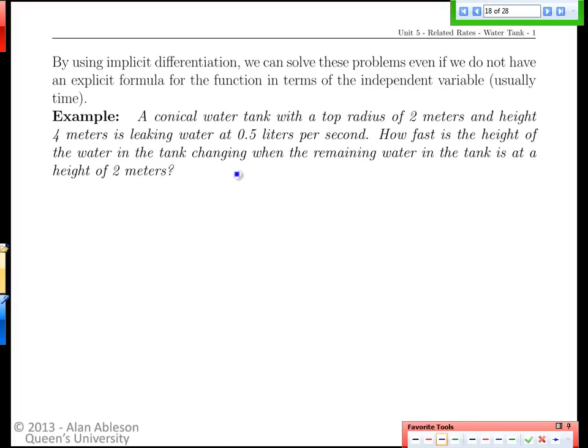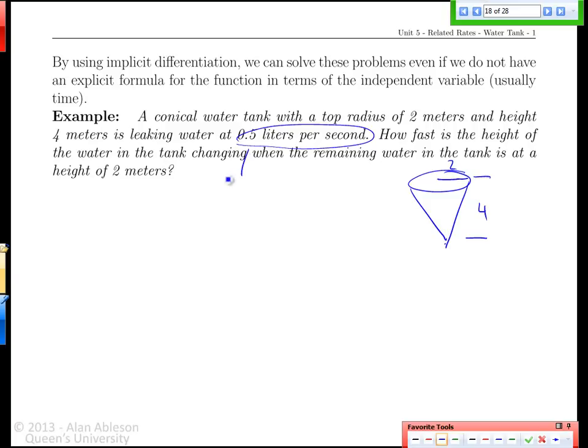Water tanks provide a rich source of related rates problems, with the idea of flow and heights being associated through volume calculations. So we're going to imagine a conical water tank, a cone-shaped water tank, with a top radius of 2 meters and a height of 4 meters.